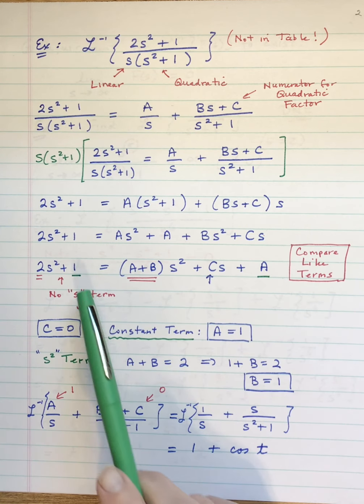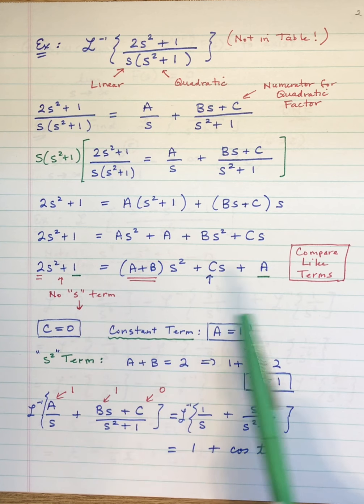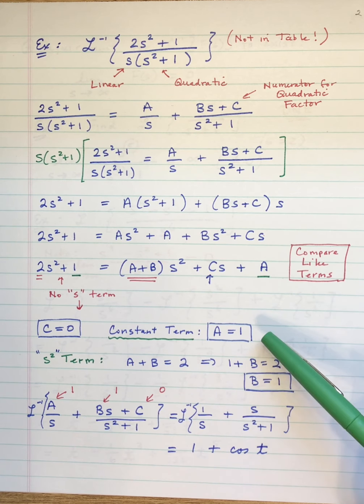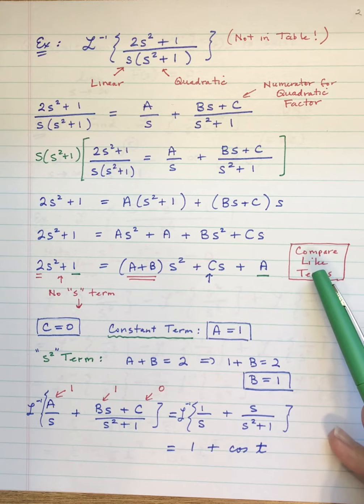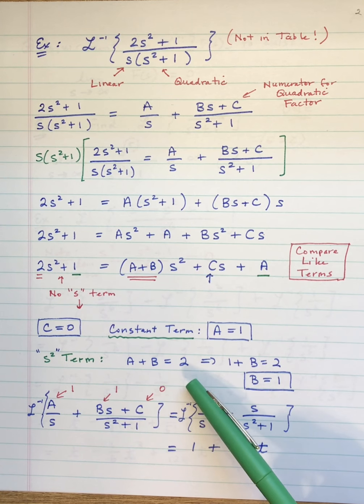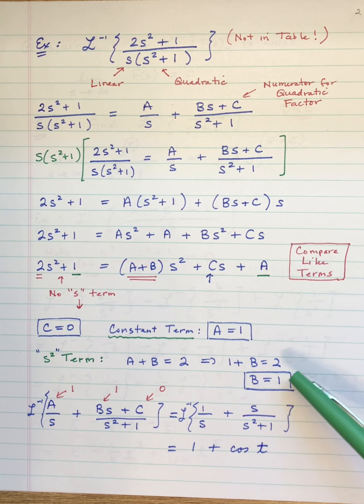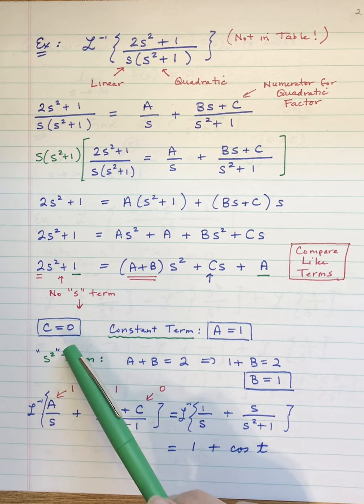And then the constant term is 1 on the left, and it's a on the right. That tells you a is 1. So you know a is 1, you know a plus b is 2, so 1 plus b is 2. That tells you b is 1. So we know all of the numbers a, b, and c. A is 1, b is 1, and c is 0.